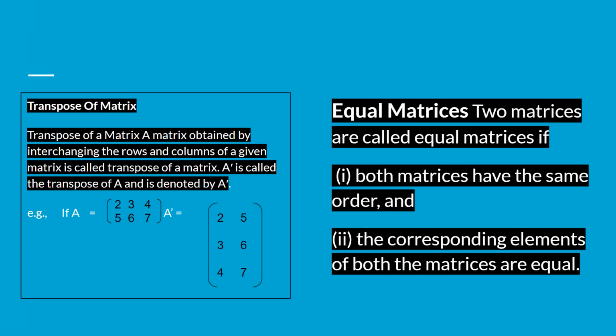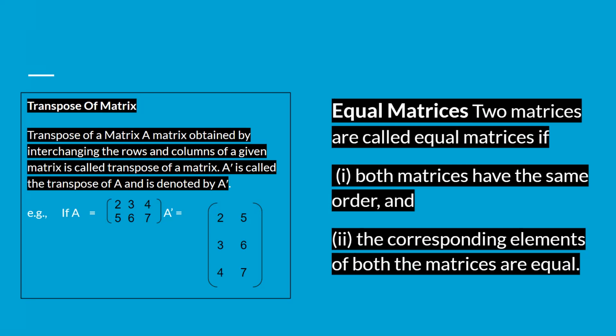I hope you understood this. Now to represent it, we put a small bar, a small dash above A. So A dash, we call it the transpose, A transpose. Just interchanging the position of rows to columns.